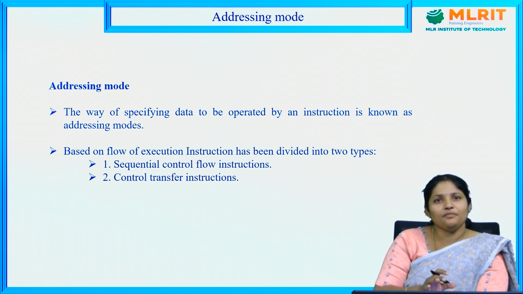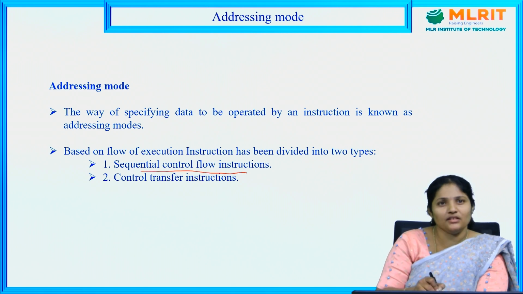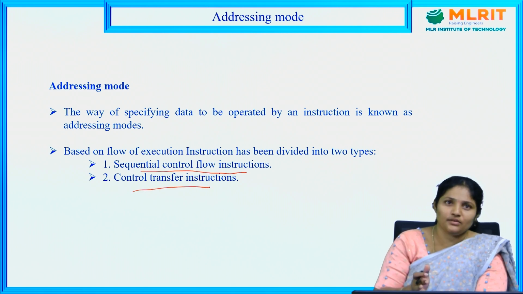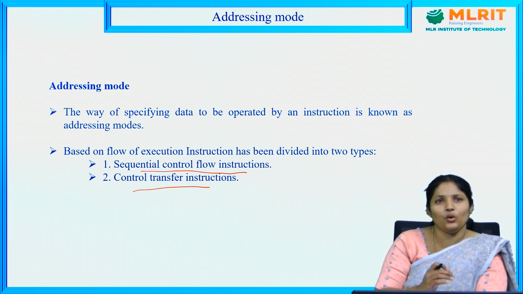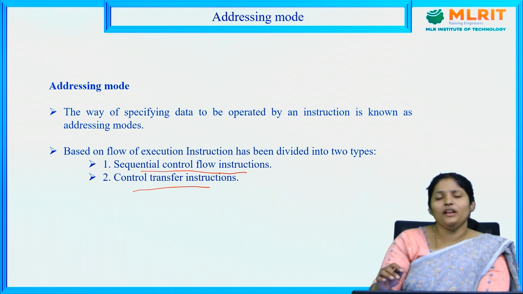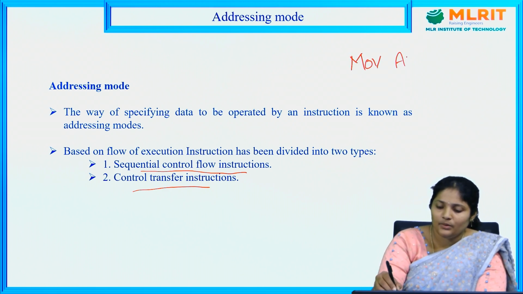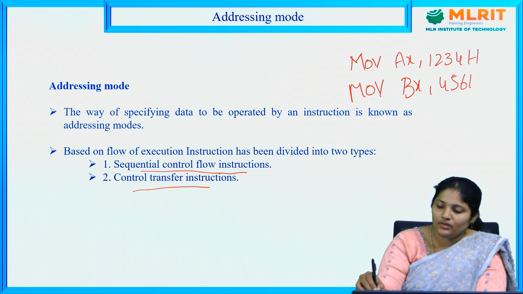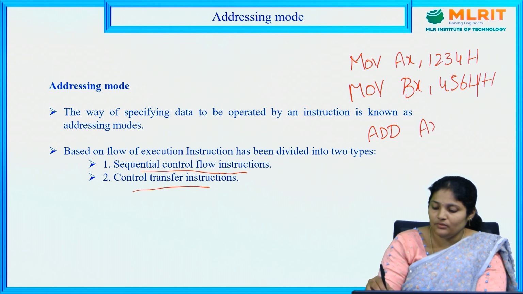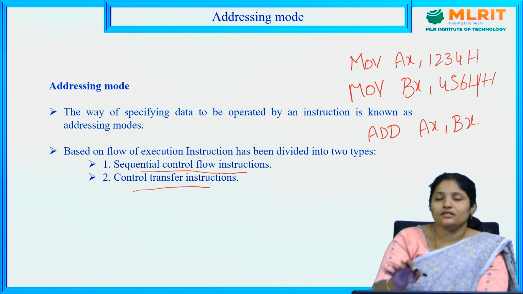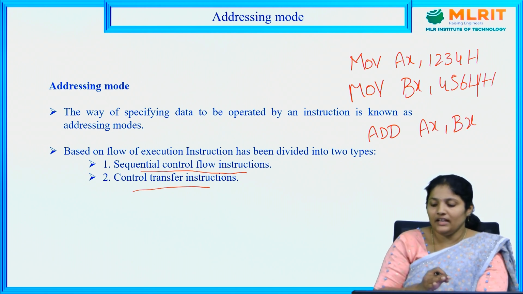There are two types of instructions in 8086. The first one is sequential control flow instructions and the second one is control transfer instructions. The difference between them: whenever we are executing any program, let us consider one example, performing addition between two numbers. Suppose I take two 4-digit hexadecimal numbers stored in the AX and BX registers respectively, and we are performing addition.